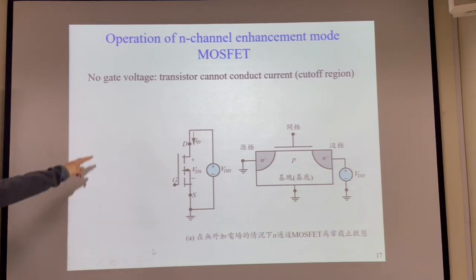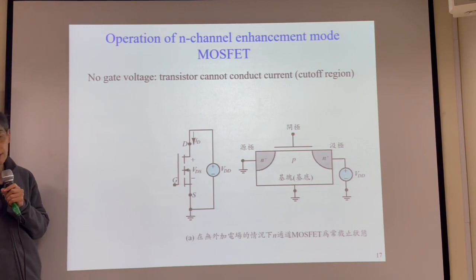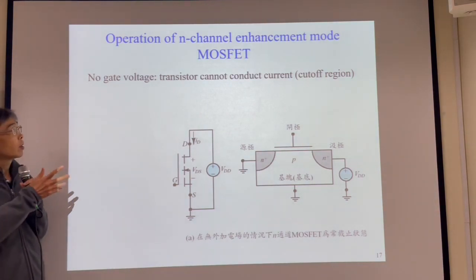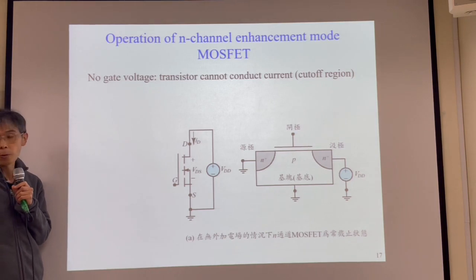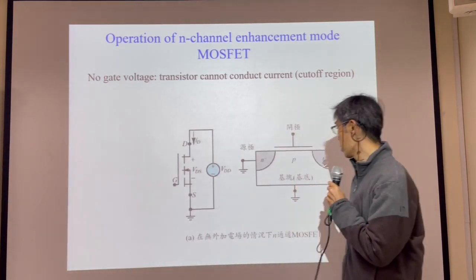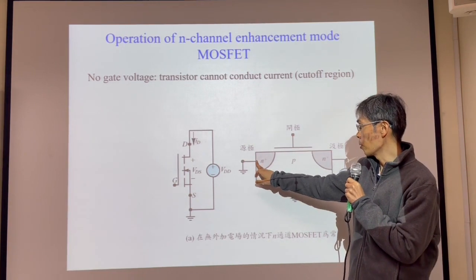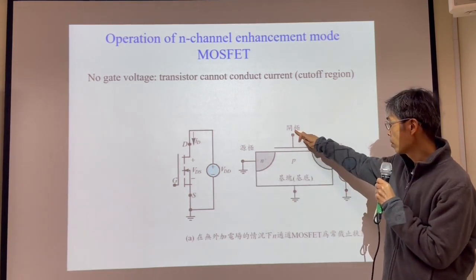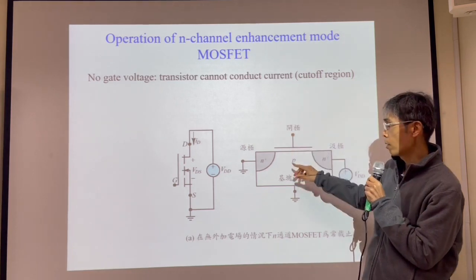Martin, could you read this? No gate voltage, the transistor cannot conduct current: cutoff region. Yes. If the gate voltage is 0, there's no conduction. So this is, say, VDD, source grounded, and gate. If there's no gate voltage here, no conduction.